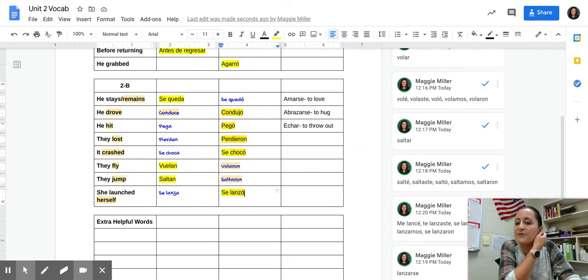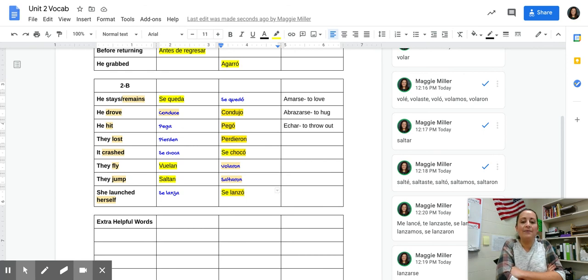All right, that's pretty much it for 2B. There are a few extra words here. The first one is amarse, which means to love. Really, it would mean to love each other because of the se on the ending. This is the love that people or living things feel towards one another. That's different than if I say, me encanta pizza, I love pizza. Because remember, we do differentiate the kind of loves that we feel in Spanish because the way that you love your mom is different than the way you love pizza.